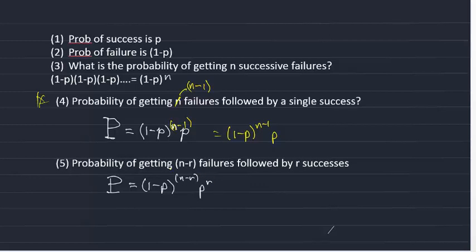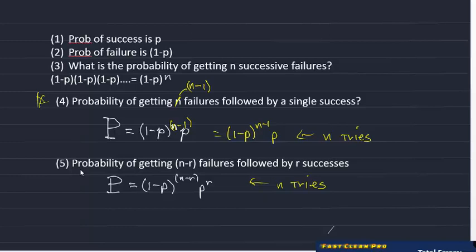So now we're able to generalize it for a total of n tries. The probability of getting n minus r failures followed by r successes is described as that.